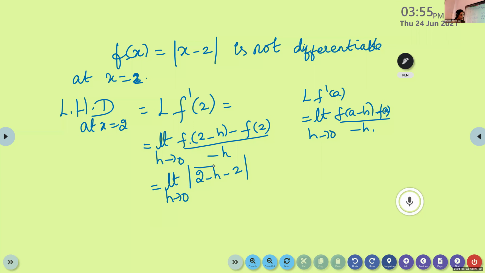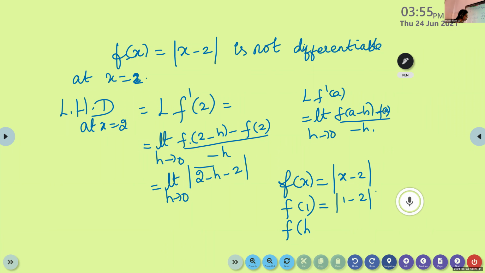Is it okay, Emmanuel? f of x is, listen, modulus of x minus 2. What will be f of 1, Emmanuel? What is f of 1? Modulus 1 minus 2. What is f of h? h minus 2. Modulus of h minus 2, isn't it? So what will be modulus of 2 minus h? What is f of 2 minus h?